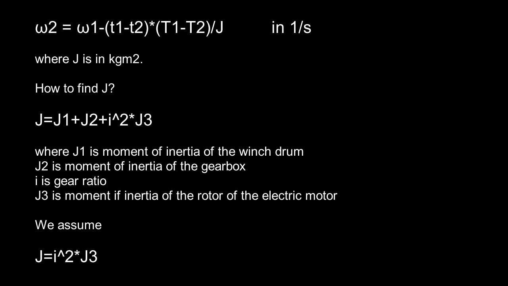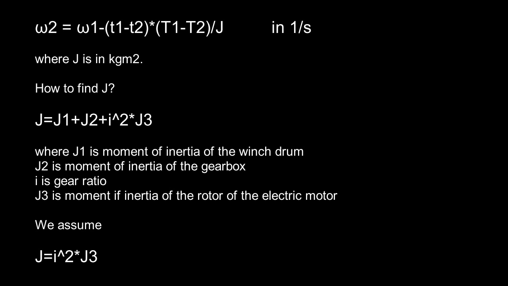Before, we assumed we knew the inertia, J. Now it's time to explain how to find it. The inertia of the system, the inertia of the drivetrain, is made up of the inertia of the drum, the inertia of the gearbox, and the inertia of the rotor of the motor coupled to the gearbox.